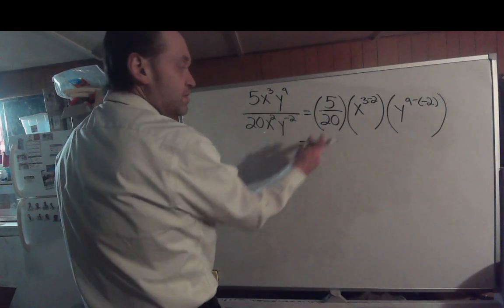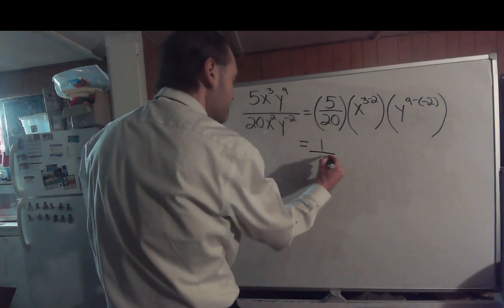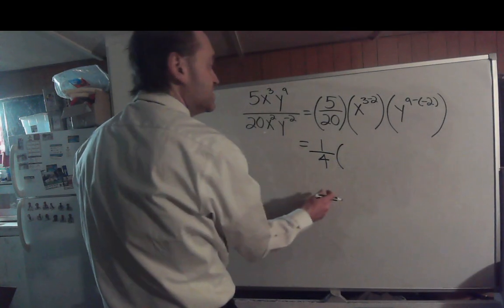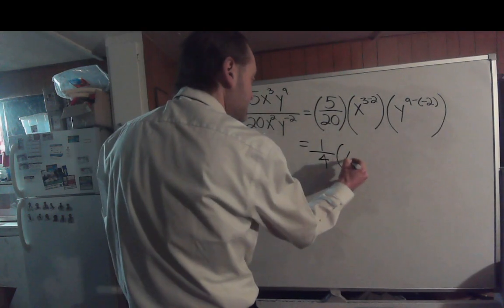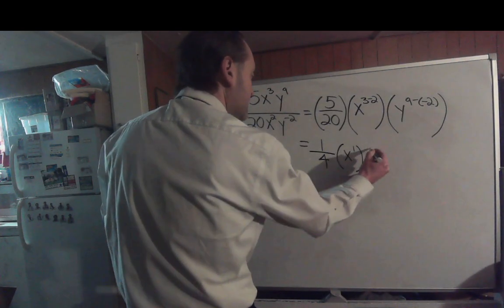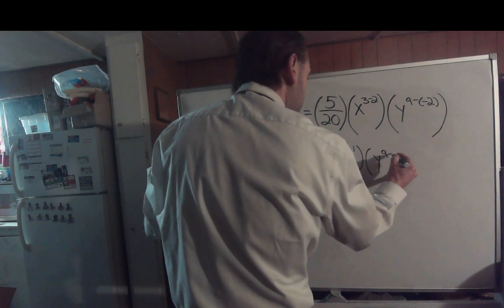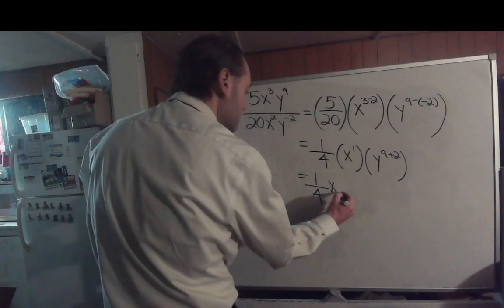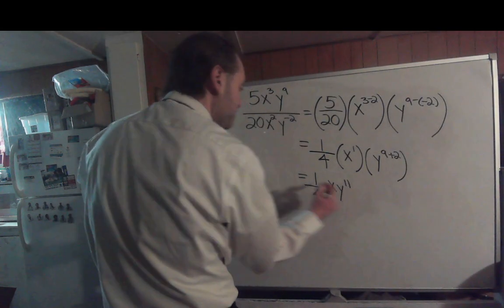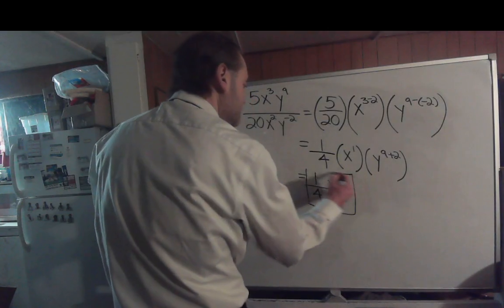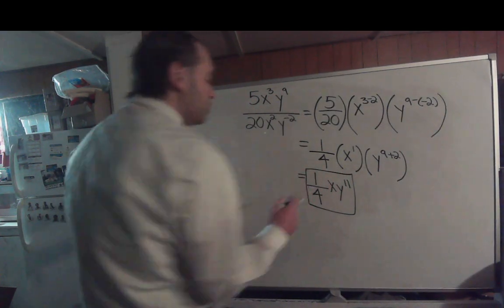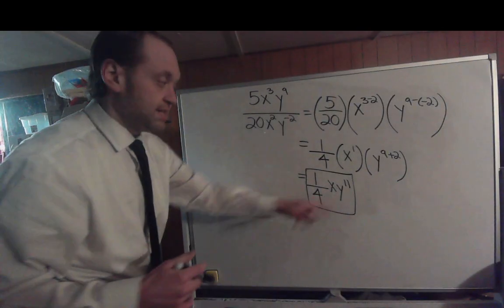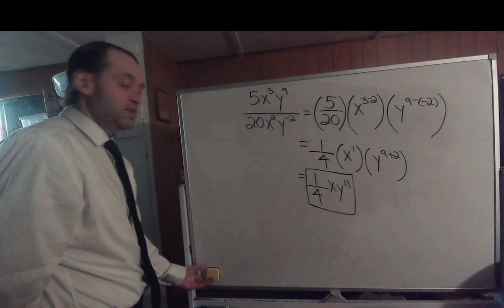So what's 5 over 20? That's just 1/4 times, let's see, x to the 3 minus 2 is x to the 1st. And then y to the 9 minus negative 2, that'd be y to the 9 plus 2, which would simplify into 1/4 x y to the 11th. So the answer you should get here is going to be 1/4 x y to the 11th by the time you do all the simplification.